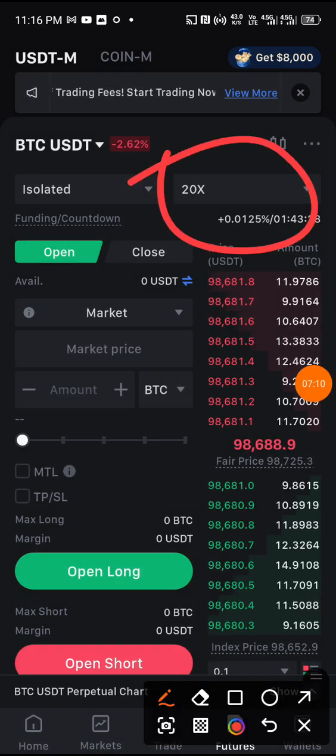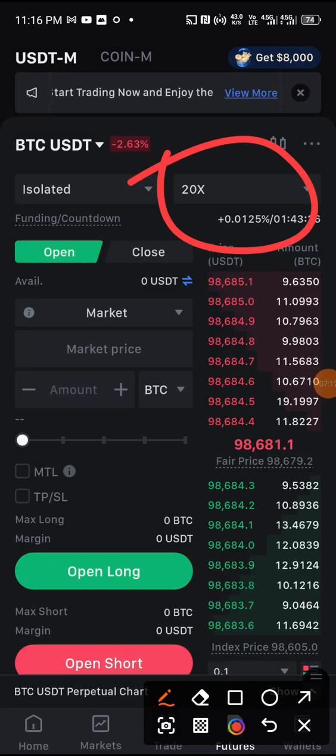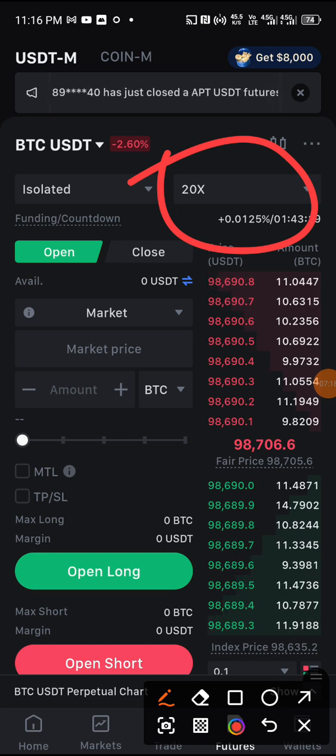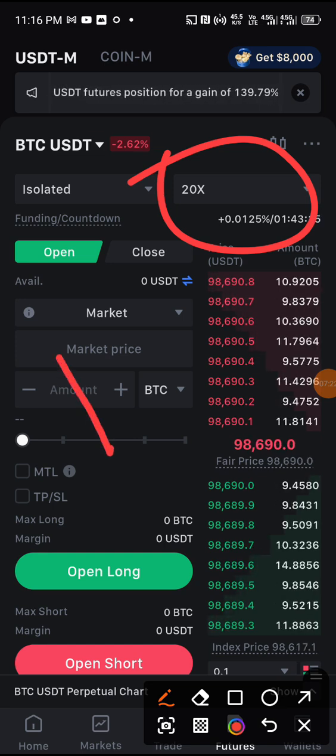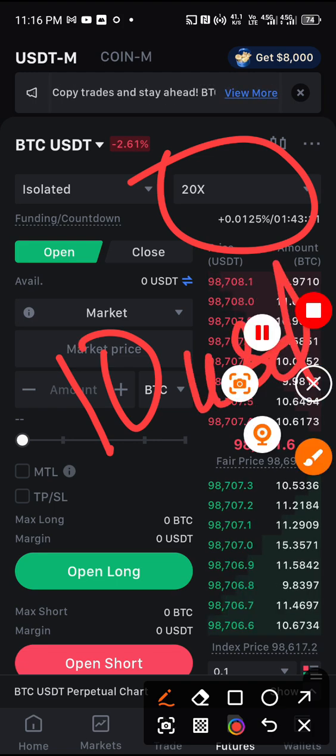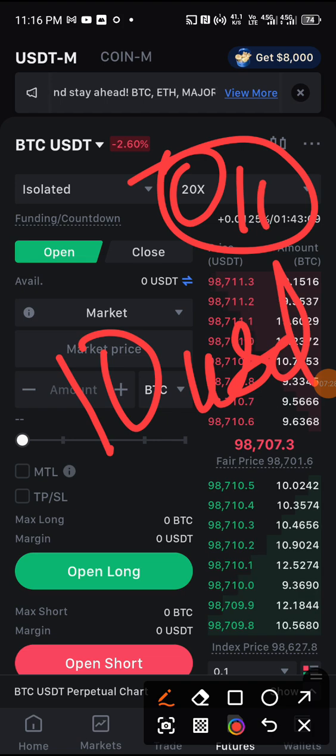What is this leverage? Leverage is when you have something added. Leverage is when, like, you borrowed something, it is lent to you. Maybe you have 10 USDT and you come to use leverage of 10 here, 10x.